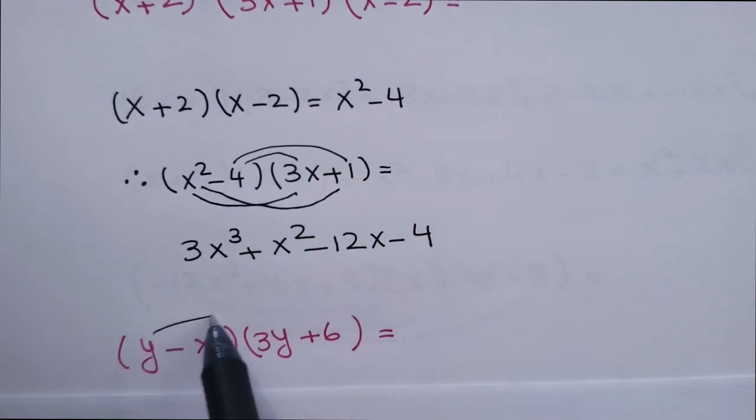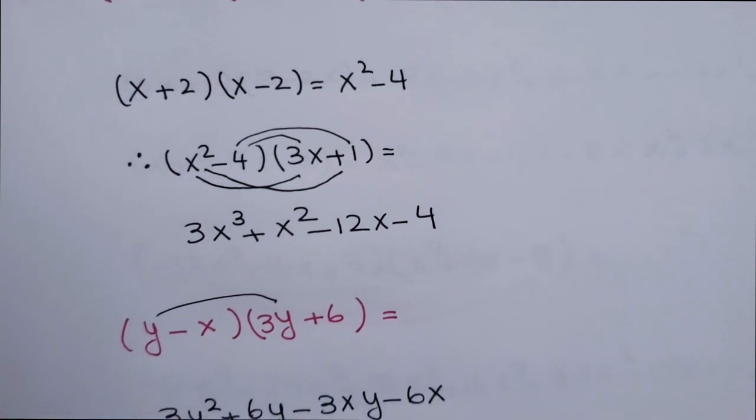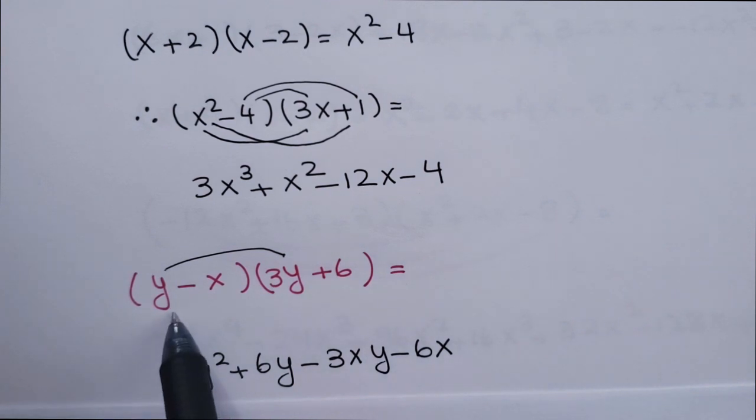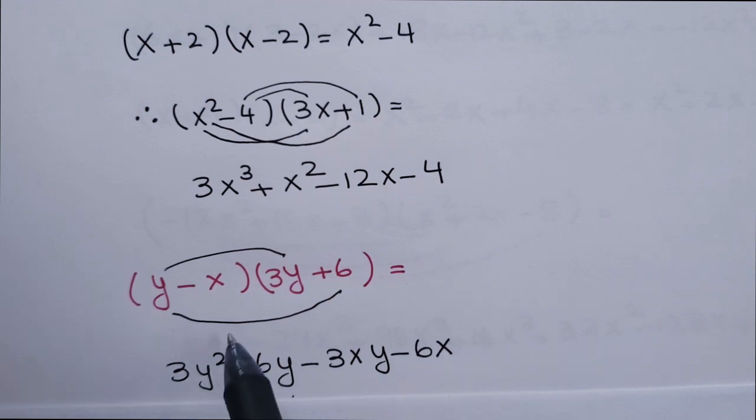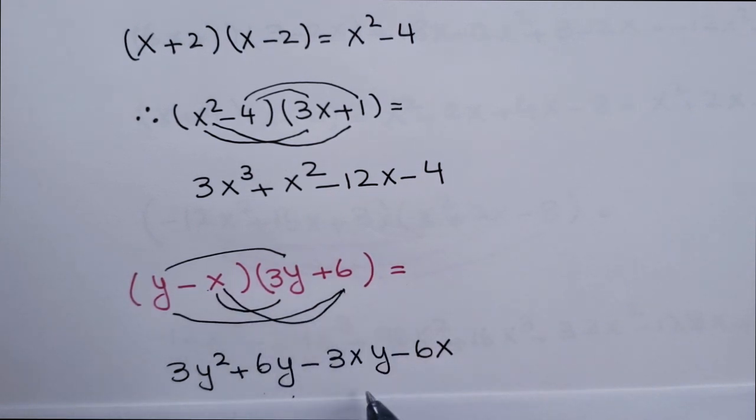So y multiplied by 3y would be 3y to the power 2. And then y times 6, 6y. The I, which is the inner, negative x times 3y, negative 3xy, and then negative x times 6, negative 6x. Can you simplify it any further? No. Well, you can factorize a 3, but I just leave it as it is.